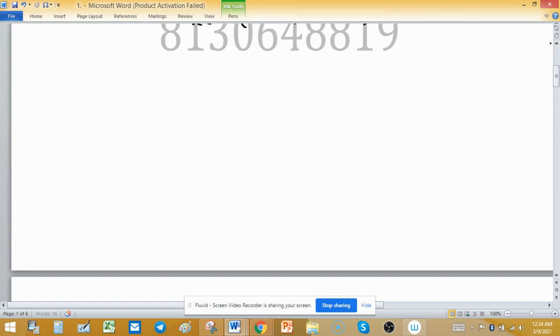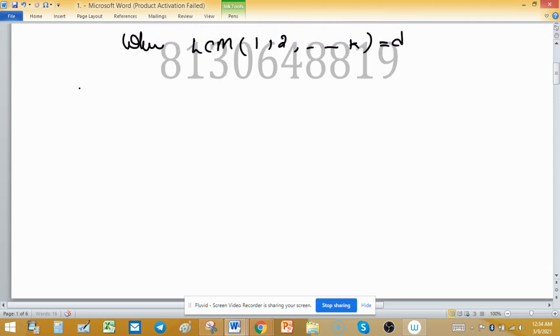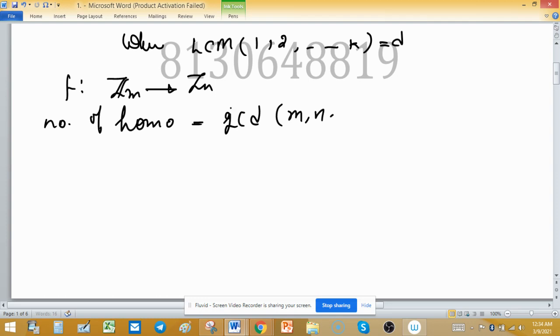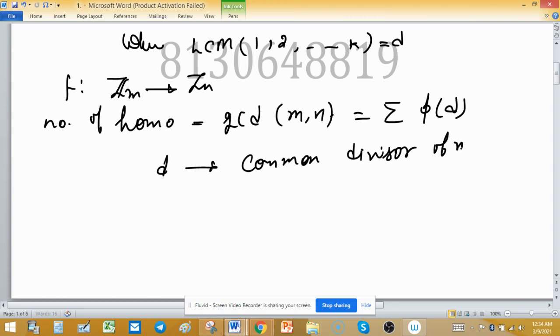Now come to the point, homomorphism. If f is a function from Z_m to Z_n, then the number of homomorphisms is GCD of m and n, or the summation of phi(d), where d is a common divisor of m and n.